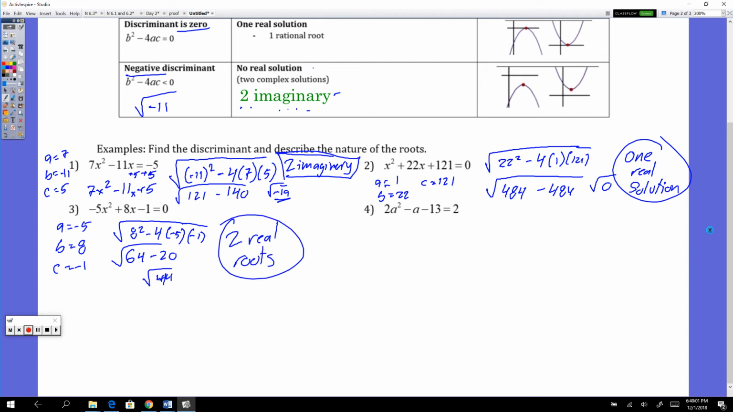Number 4, I would like you to try on your own, see what you come up with. I will let you know that the answer for number 4 is 2 real roots, but go ahead and try that one on your own and see what you come up with.